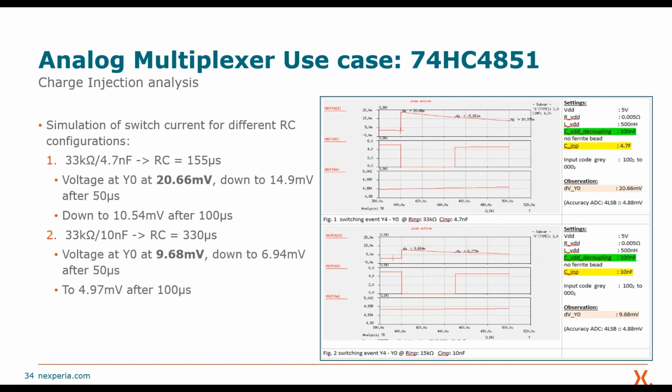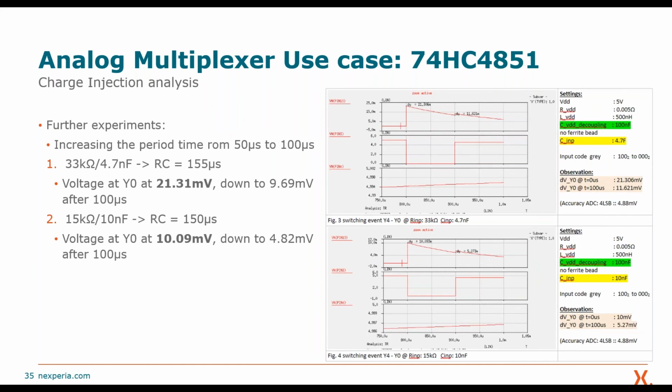Maybe we can switch to the next page. The increase of the period was done here, so we looked not only at the period being increased from 50 to 100 microseconds, and then we again chose 33 kilo ohm and 4.7 nanofarad, but that was still insufficient. We ended up with almost 10 millivolt after 100 microseconds, and then finally the reduction to 15 kilo ohm and 10 nanofarad. That was probably working, and we came below 5 millivolt again after 100 microseconds. And finally, these values for RC were then also chosen by the customer.